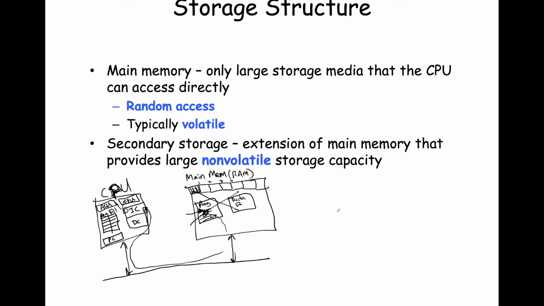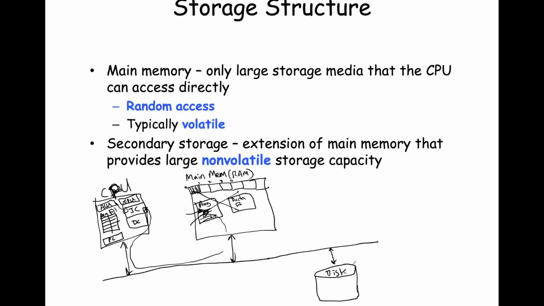So we also have another type of storage, and this is called secondary storage. The secondary storage is treated as an extension of main memory. And what do I mean by that? So let's take a look at one type of secondary storage, namely your hard drive, your disk. Now, your hard drive or disk is a little bit different because it preserves data if you turn off the power.